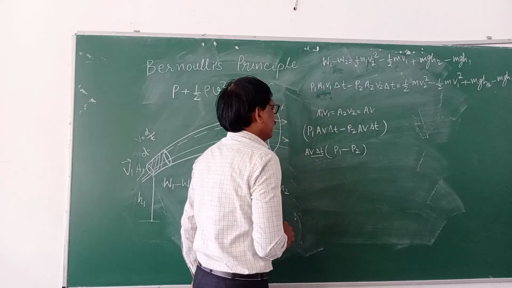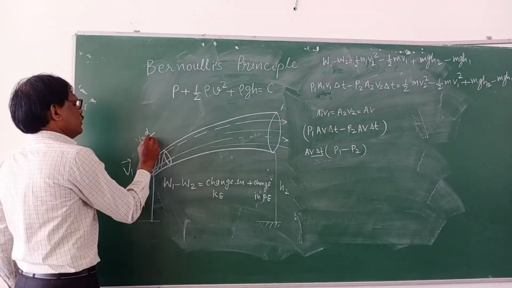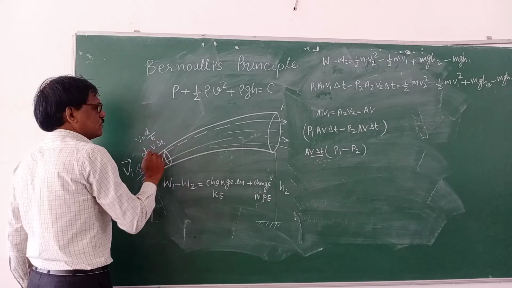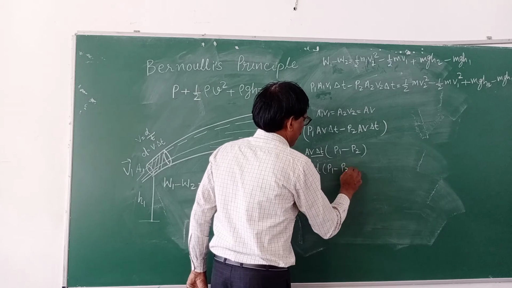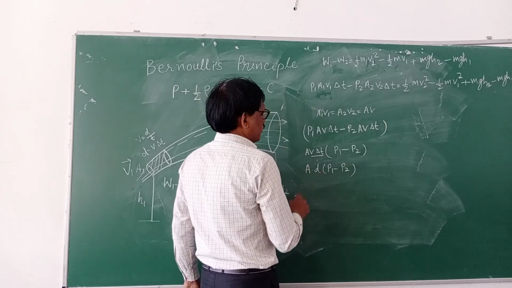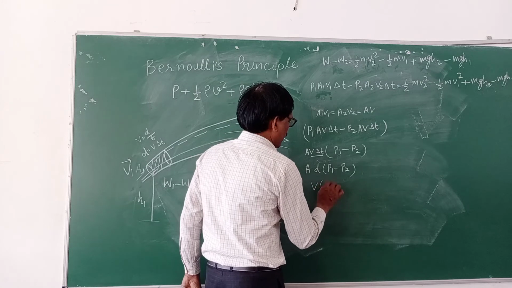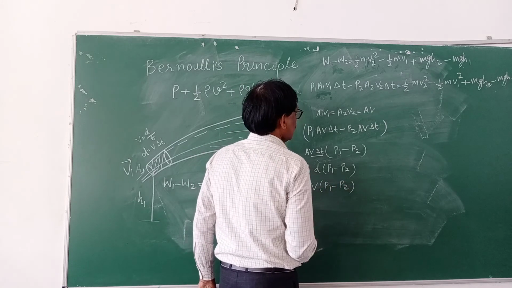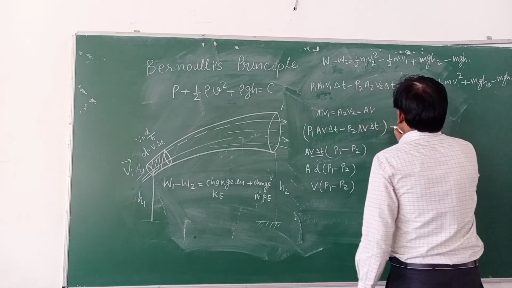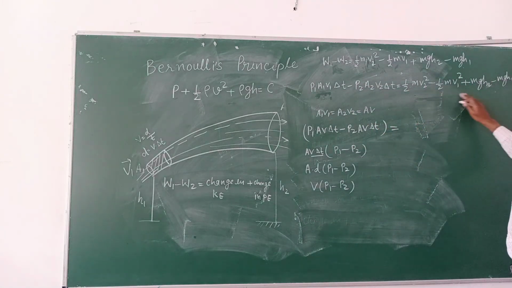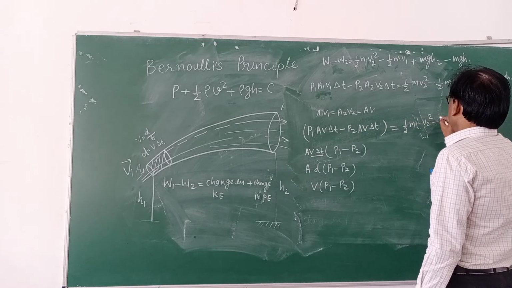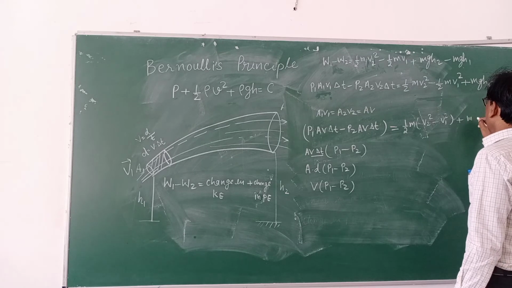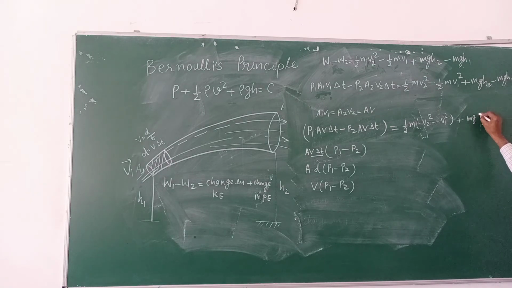What will be the dimension of V into dt? V into dt will be distance. So area into distance times P1 minus P2. Area into distance will become volume. So volume times P1 minus P2. At the same time, we can go with the right hand side also. Take 1 by 2 m common from this side, V2 square minus V1 square. Here m and g are common, so we can write h2 minus h1.